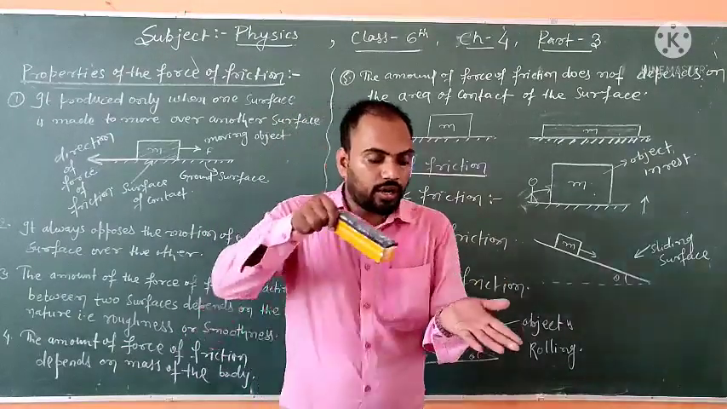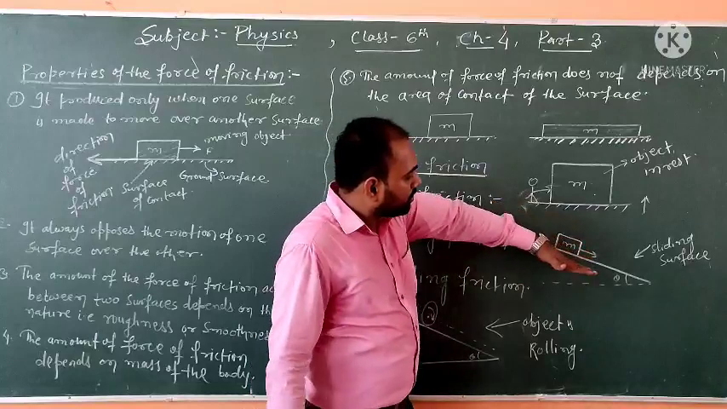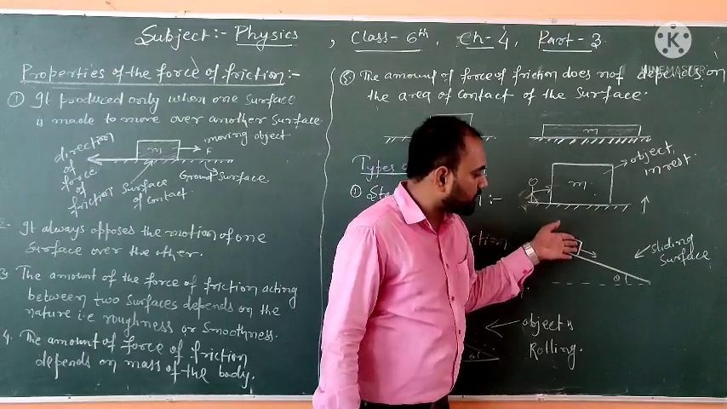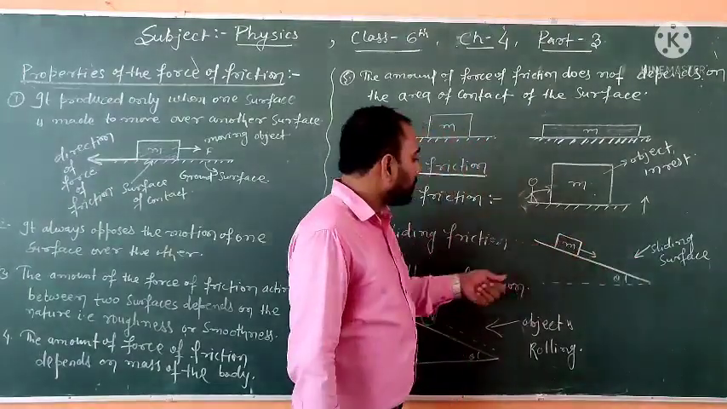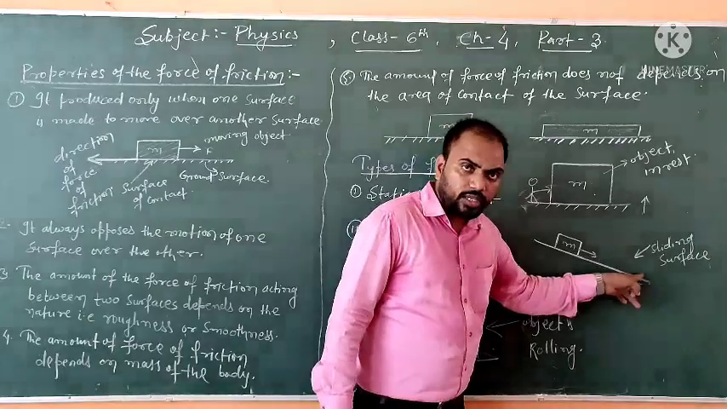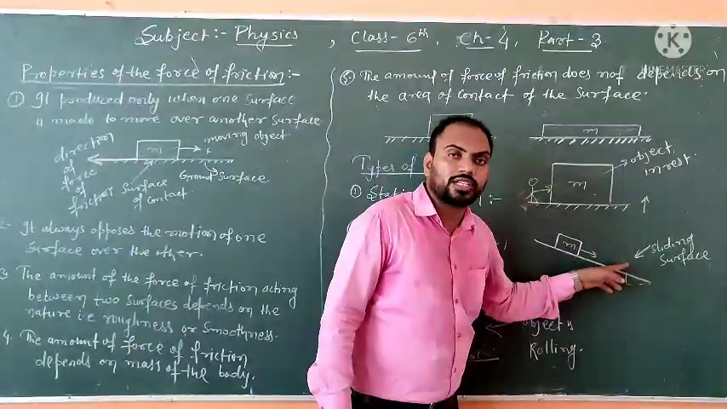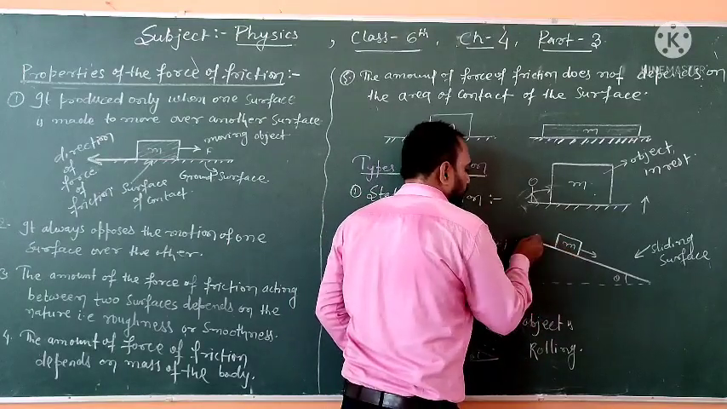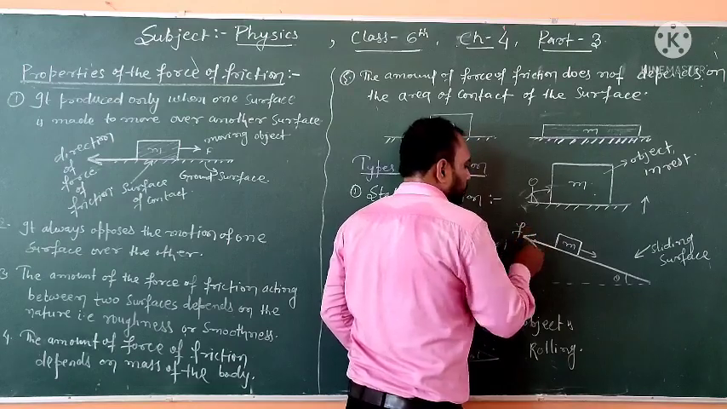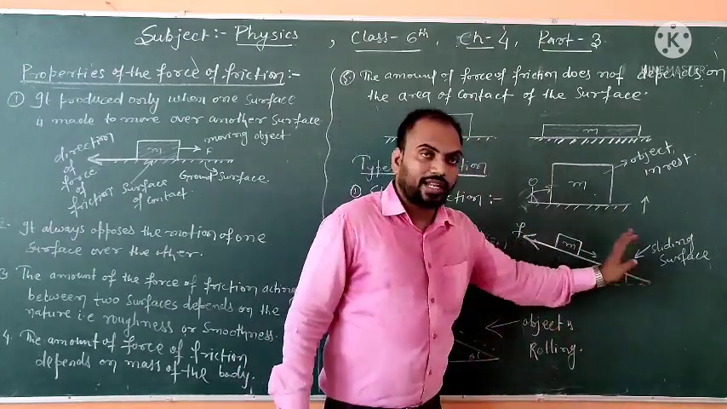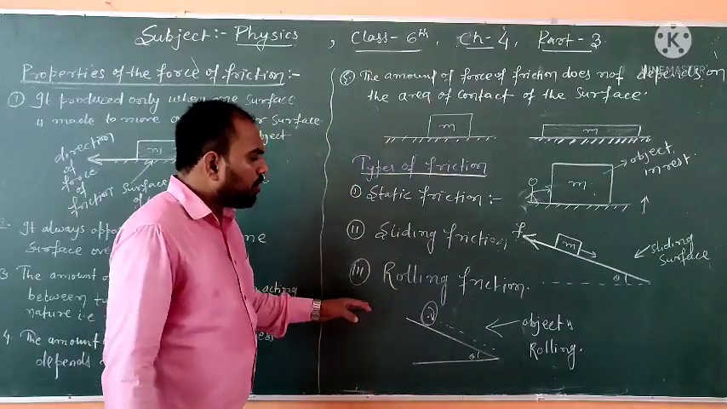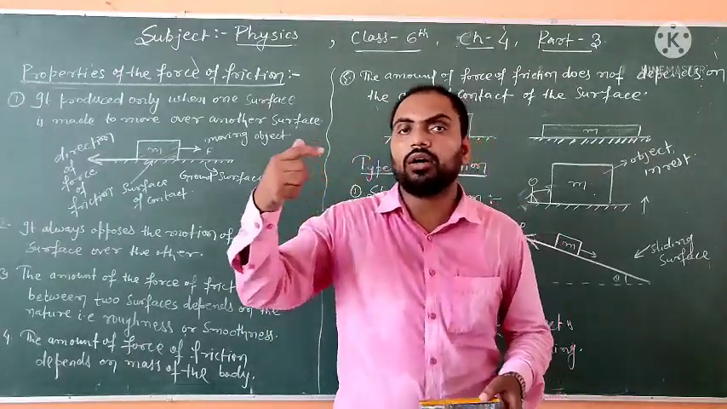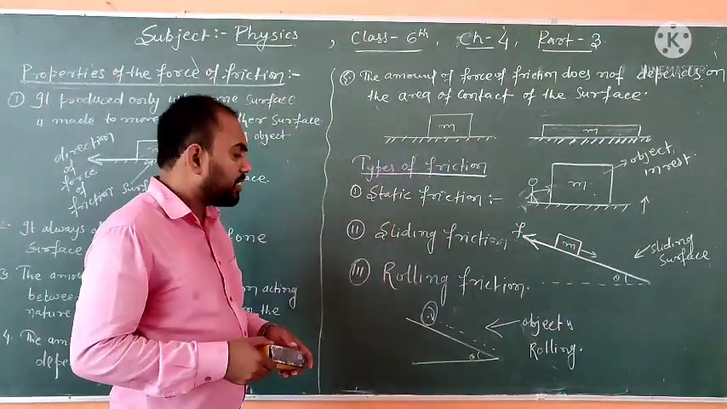When an object is placed on a sloping surface, the object will just slide down. At that time the object is in motion, not at rest. A force of friction appears in the opposite direction of the motion. That force of friction is called what? Sliding friction.